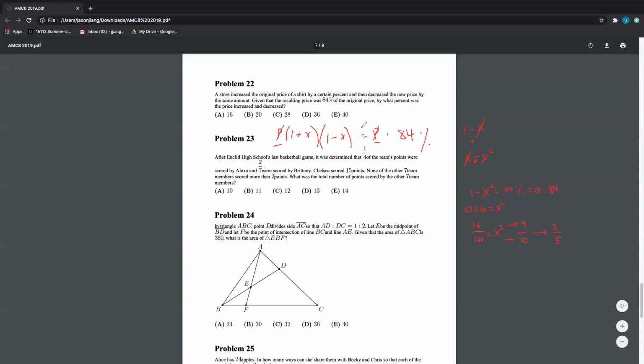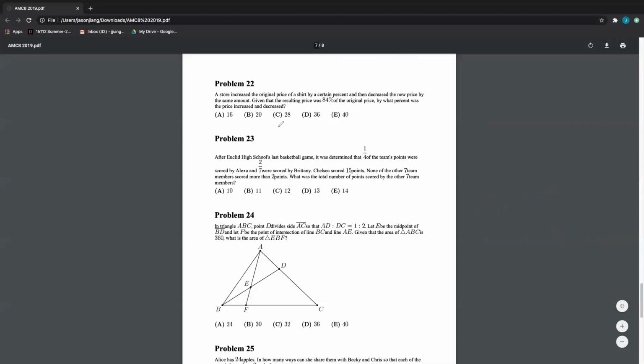Yep, so that makes E the correct answer, because we can convert 2/5 back to 40% if we wanted to. Okay. Any questions about that? Cool.